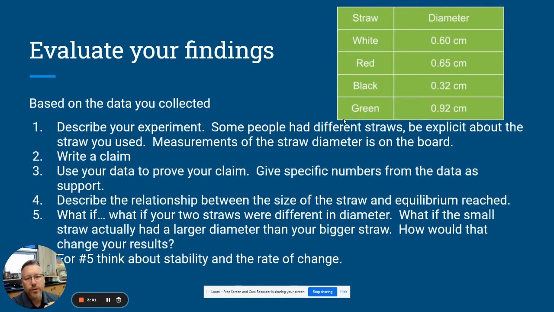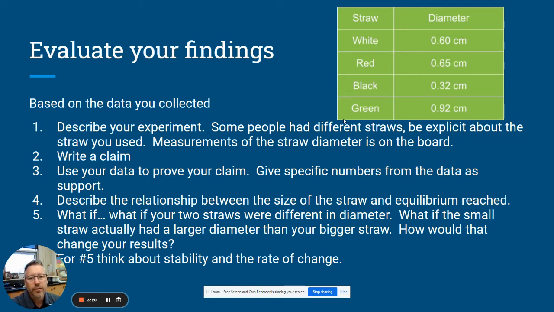All right, so here's what you're going to do. First, you made your graph, right? And now you're going to do some writing. I want you to describe your experiment just a little bit. It doesn't need to be long, but you do need to talk about which straws you used. Did you use the white straw and the red straw? Was it the white and the black straw? That is really important because they have different diameters.